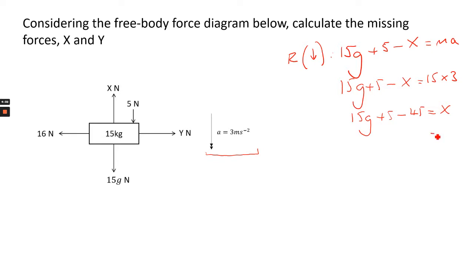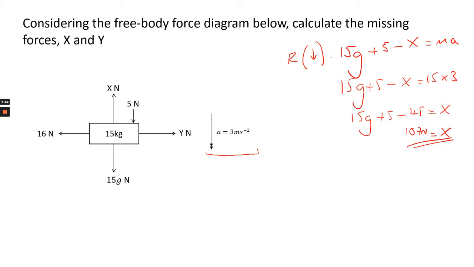Which will give us that x is equal to 107 newtons. Okay? 107 newtons. Now the difference here is that because I have an acceleration, I no longer have balanced forces as I did on the previous sheet. So that's allowed me to find x.